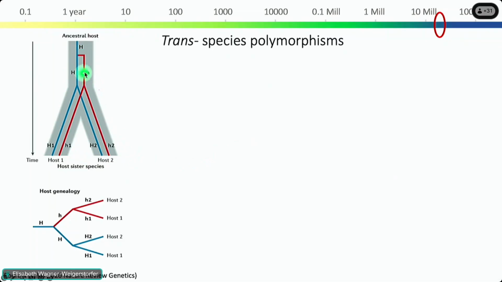And this polymorphism is maintained in each species. As a consequence, the red allele here and the red allele here are more closely related to each other than the red allele and the blue allele within the same species. If you would do this with other loci, which are not under balancing selection, you would always find that the gene tree matches the species tree. If you have transspecies polymorphism, the gene tree, shown here, does not match the species tree. You see here host 1, host 2, they're both in one clade, and here host 2, host 1 in the same clade.